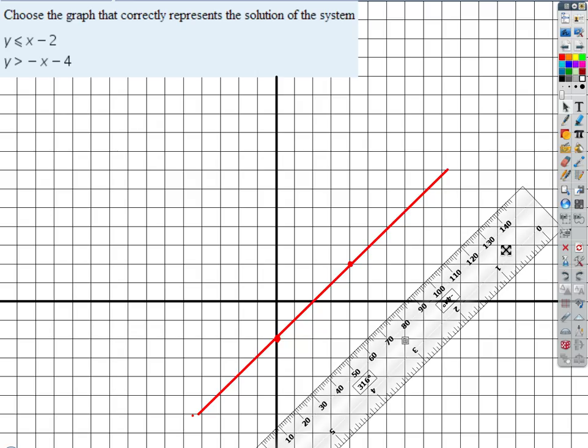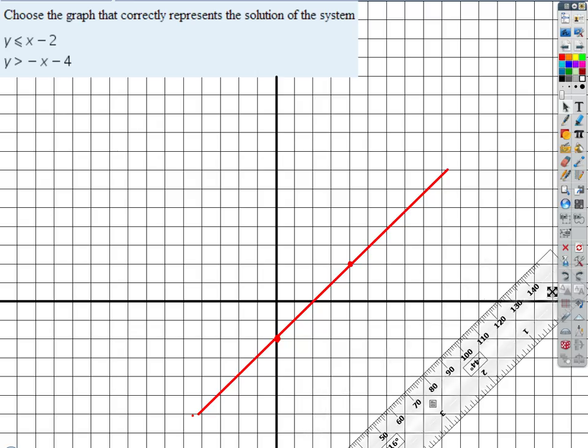Now which half plane gets shaded here, looking at that inequality? If it's y is less than or equal to x minus 2? Down. Down, okay, good. So we'll shade, we'll just do it like this.